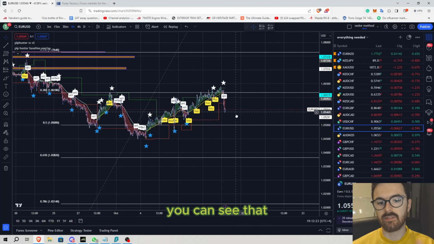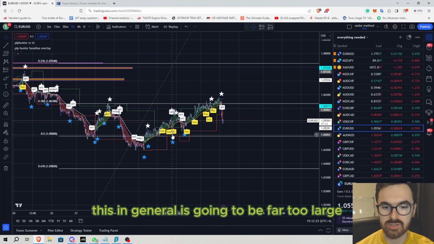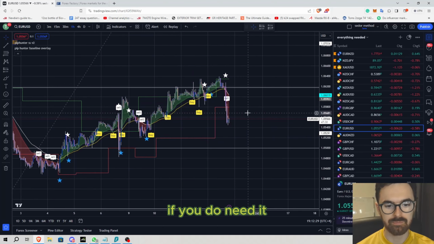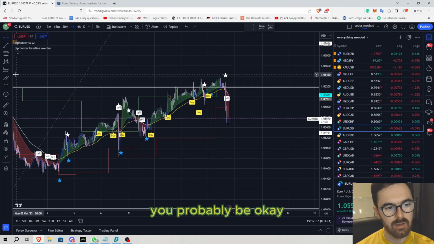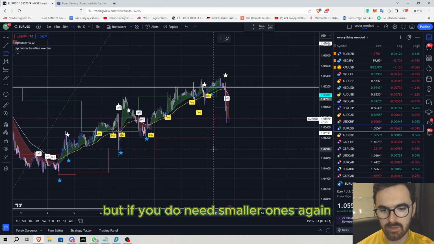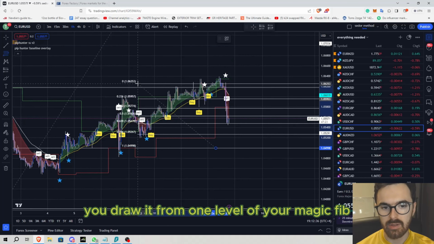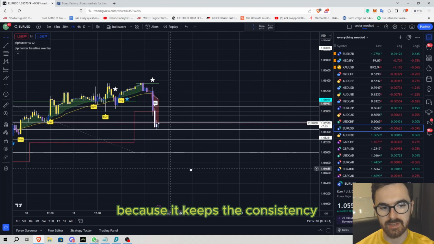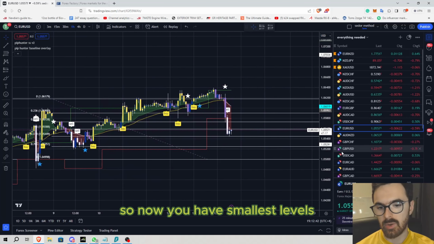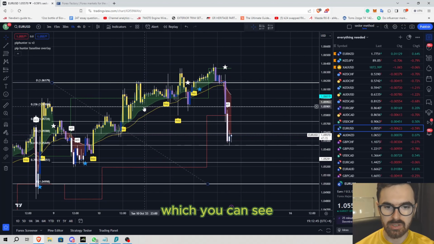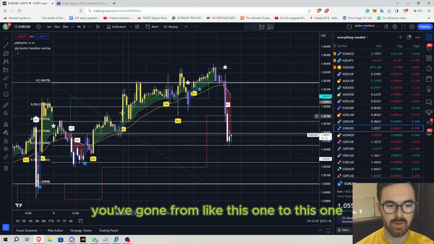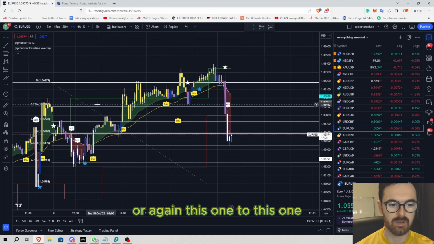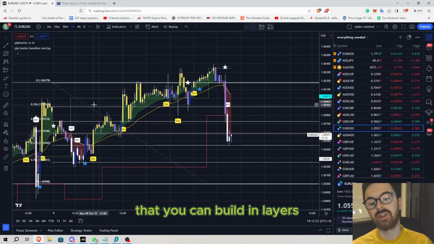You can see that this in general is going to be far too large as it's going from one level to the next. What we can do, if you do need it, Euro USD you'll probably be okay, but if you do need smaller ones, again, you draw it from one level of your magic fib to the next, and we always work from bottom to top because it keeps the consistency. So now you have smaller levels, which you can see you've gone from like this one to this one. You could have gone from this one to this one, or again this one to this one, so on and so forth, that you can build in layers.